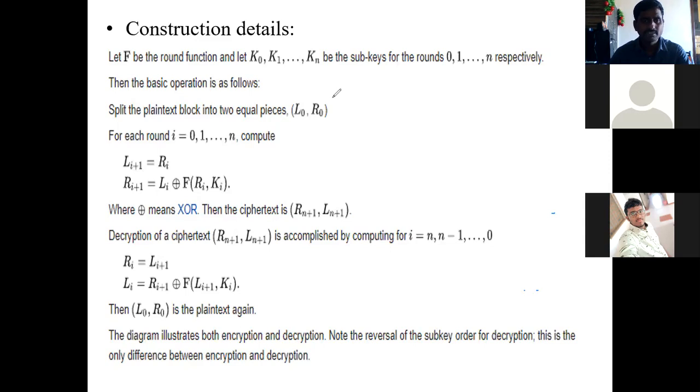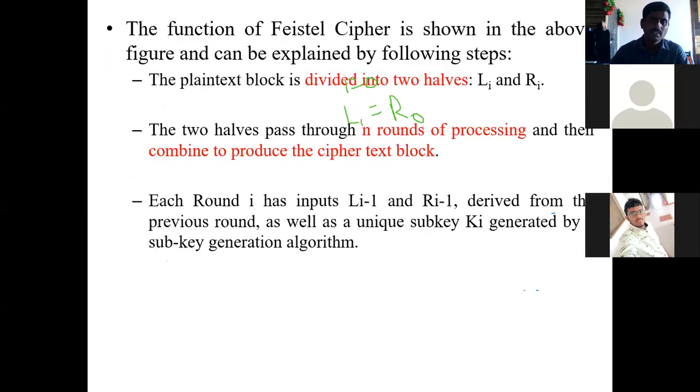Let us explain this. L(i+1): let us take i equals 0. If i is 0, then L1 is equal to R0. So what is R0? R0 is the right side half part, and L0 means the left side part. So the right side half part is given to L1. Let us see it in a structure, then you can understand well.